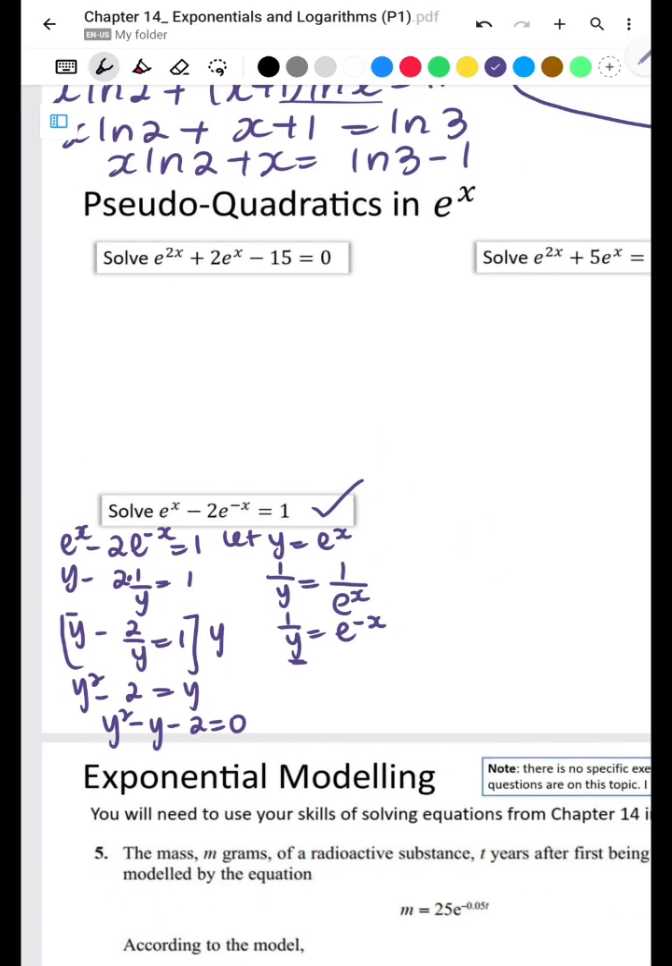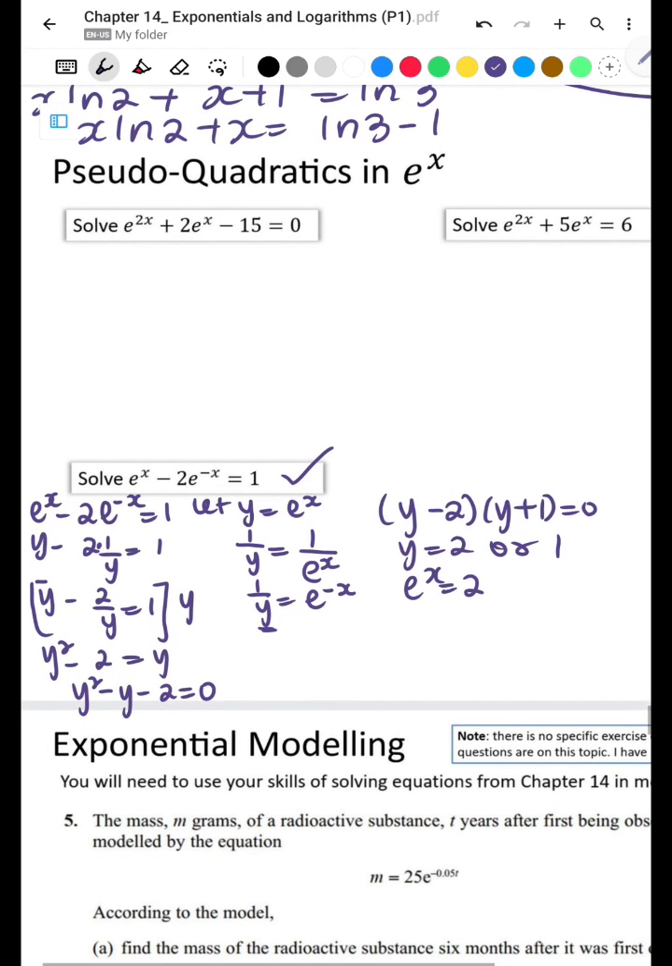So solving this using my calculator, the two values I should get. So we have 1, negative 1 and negative 2. So y minus 2, y plus 1 is equal to 0. So y is equal to 2 or negative 1. And I know e to the power of x is equal to y. So here, e to the power of x is equal to 2, or e to the power of x is equal to negative 1. But I haven't solved for x yet.